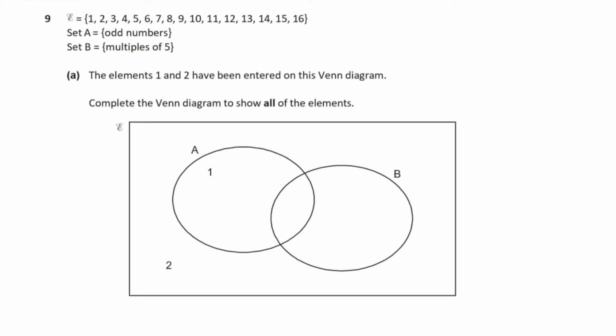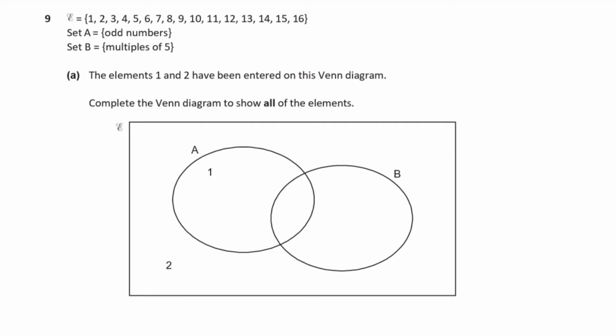Question 9. The universal set contains the numbers 1, 2, 3, 4, 5, 6, 7, 8, 9, 10, 11, 12, 13, 14, 15, 16. It's all the numbers from 1 to 16. Set A is the odd numbers. Set B is multiples of 5. The elements 1 and 2 have been entered in the Venn diagram already. Yep, there they are, 1 and 2. Complete the Venn diagram to show all of the elements.